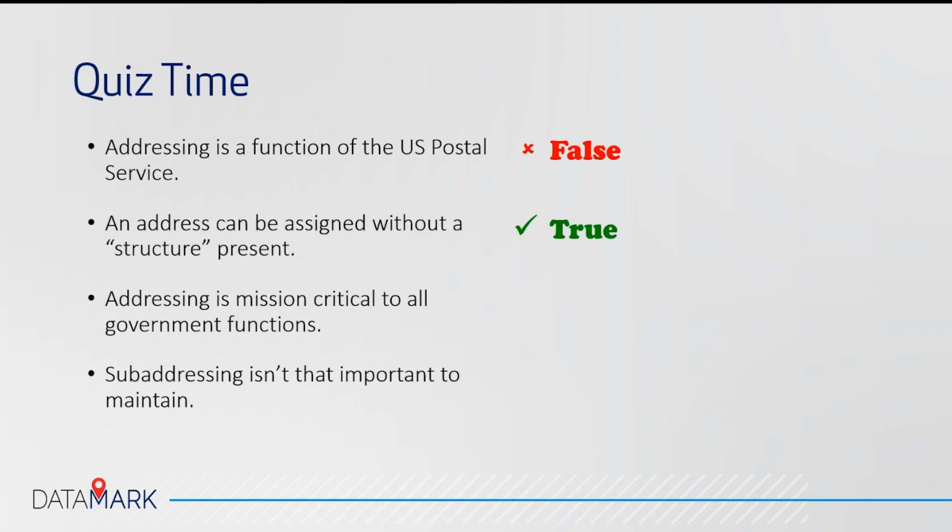Addressing is mission critical to all government functions. True or false? True. Everyone uses addresses across the government enterprise. And finally, subaddressing isn't that important to maintain. True or false? That is false. Subaddressing is incredibly important to maintain, especially when we're talking about addressing for public safety.